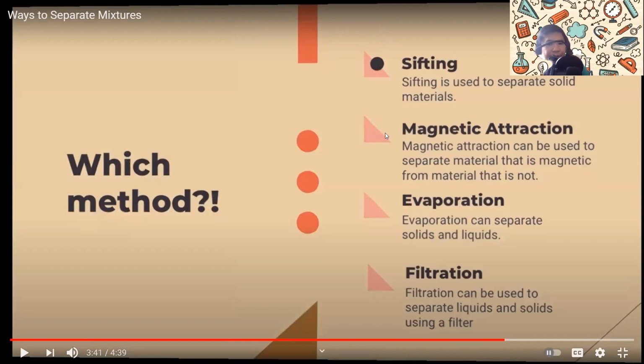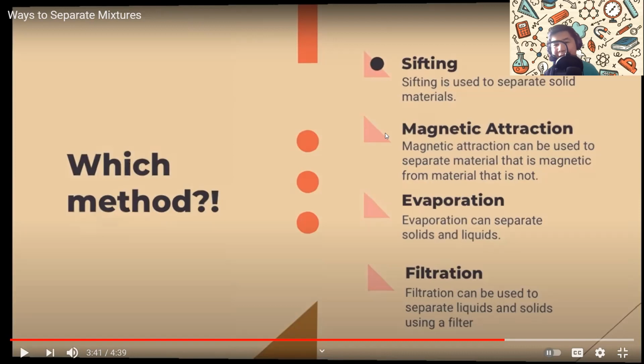Sifting is used to separate solid materials. It's how you used to get gold. By the way, we are going to watch this Friday on how people used to get gold without the big machines to help separate gold from soil. So be excited for that.